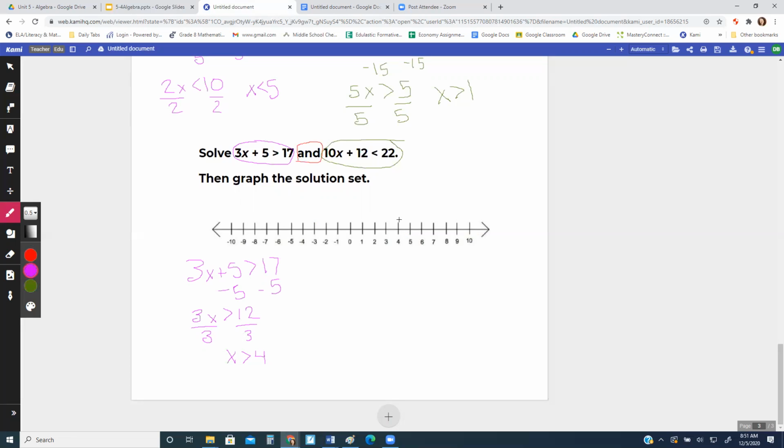It is not equal to 4. Once again, we don't have any equals here, so I need to be sure I don't accidentally draw one in because I miss them. All right, so greater than 4.